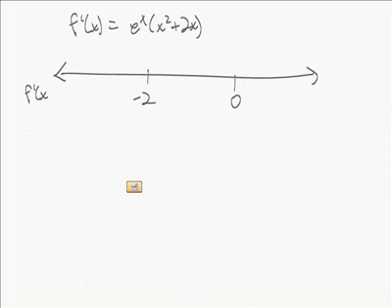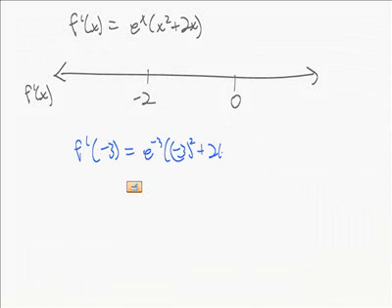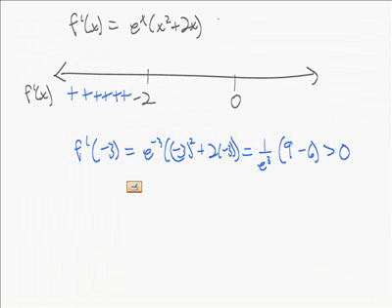So let's look at f prime of x down here first. Let's start with something to the left of negative 2, in this region, like negative 3. That's e to the negative 3 times negative 3 squared plus 2 times negative 3. Again, all I care about is whether this is positive or negative. E to the negative 3, that's 1 over e cubed, that's positive. Negative 3 squared is 9, and 9 plus 2 times negative 3 is 9 minus 6. So this is positive times a positive, which is positive. So our derivative is positive here. What does that mean about our function? That means our function is increasing.